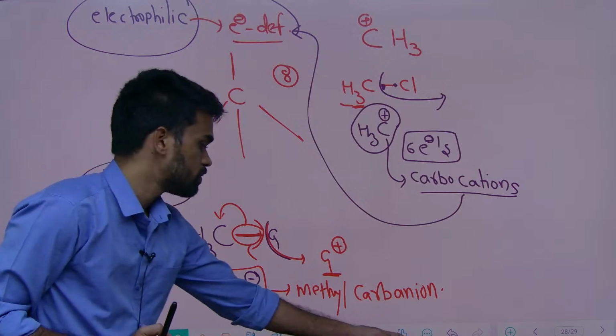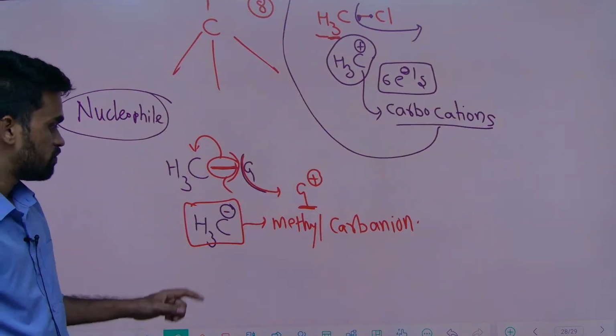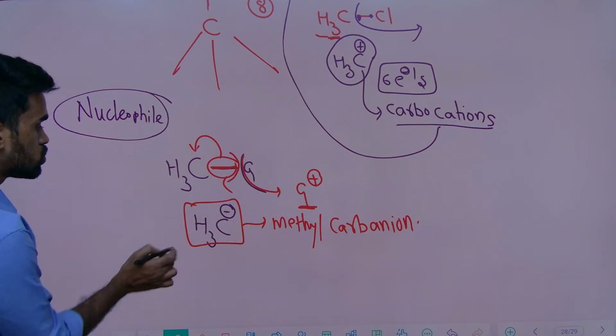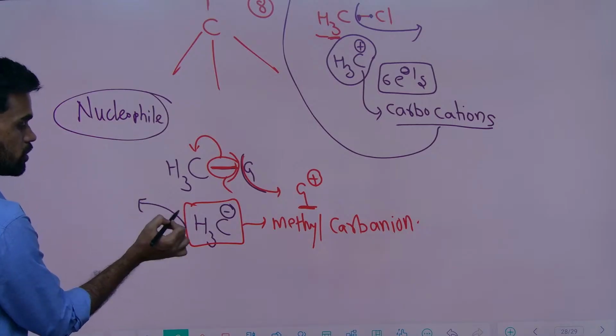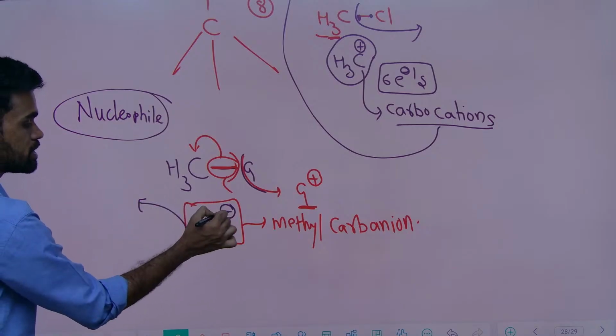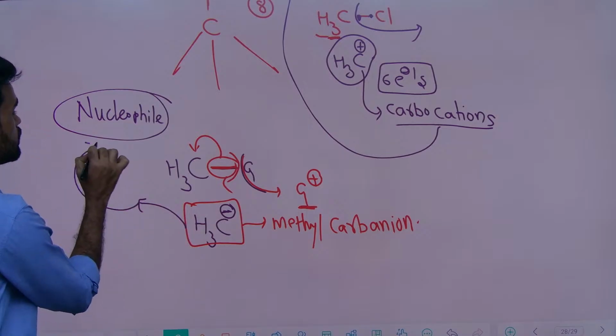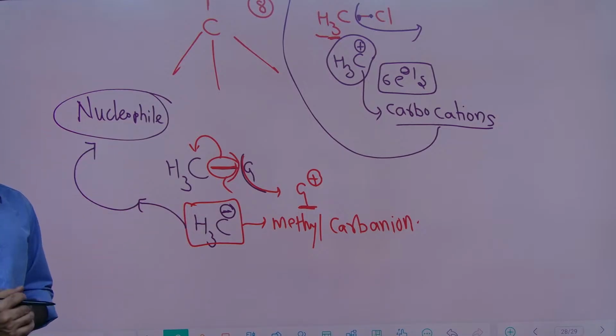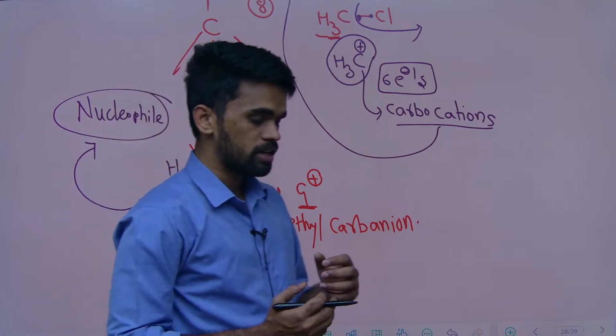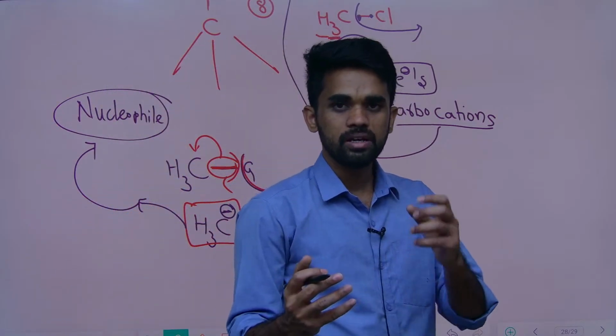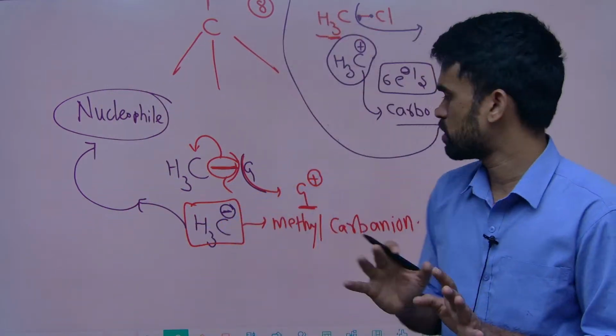Now see what is the charge we have? We have a negative charge on the carbon now. So you can say this is an electron rich species, or a species containing more electron density, which is nothing but our nucleophile. If electron richness is there, nucleophile. Deficiency, electrophile. Okay, that's it.